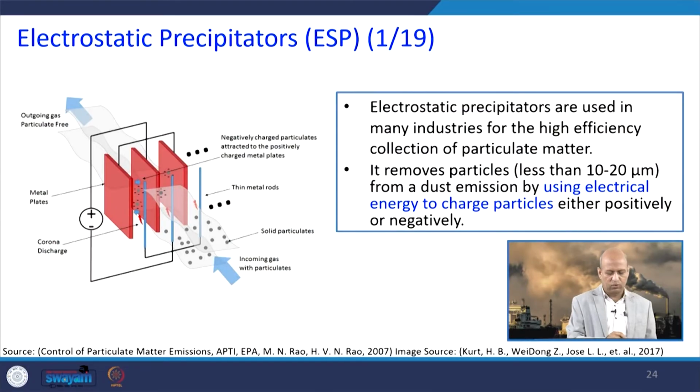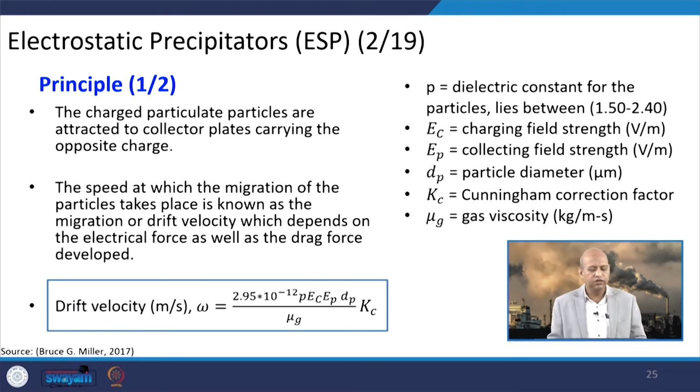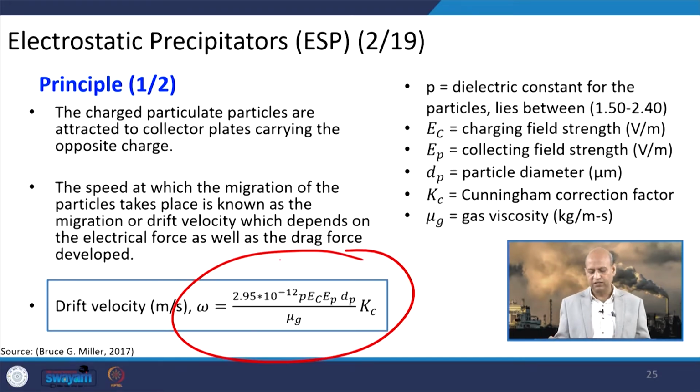You can see here one plate through which particles go, and they get charged with a particular kind of electric charge. Then they move towards the opposite charge plate, where they lose their charge. The charged particles are attracted to the collector plates carrying the opposite charge, and the speed at which they migrate from the charging plates to the collector plate is known as the drift velocity. This can be calculated by an empirical relationship, where we know the dielectric constant for the particles.